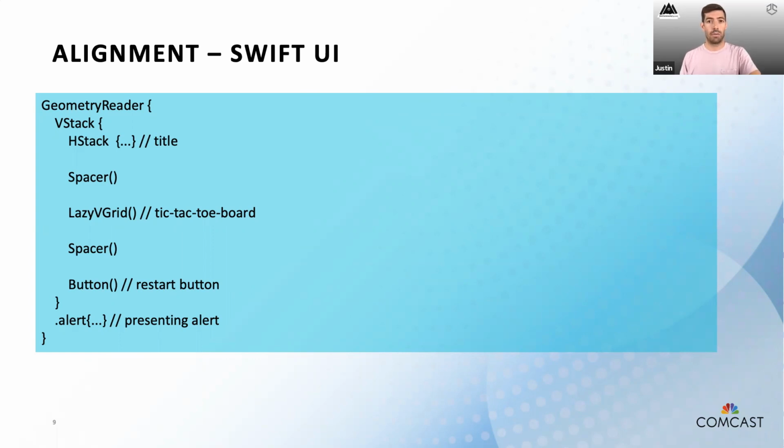Inside that height and width that we have at our disposal, we're using a VStack, which functionally is going to be very similar to Compose's column. It's going to give us our vertical orientation to our app.